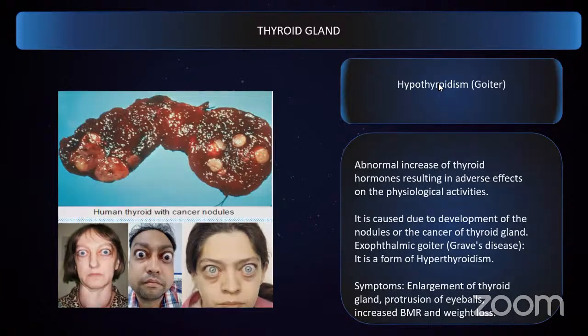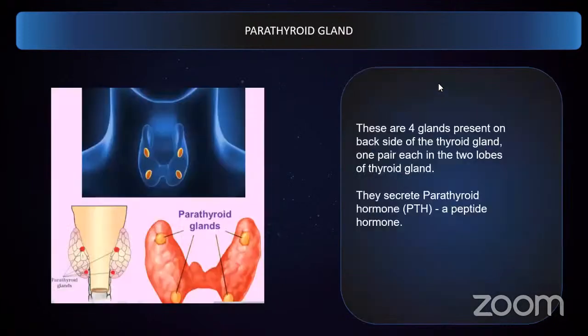The next gland that we have to talk about is the parathyroid gland. Parathyroid glands are embedded in the lobes of your thyroid gland. If you see the left picture, there are two lobes, right? The left lobe and the right lobe of the thyroid gland. In the left lobe, there are two parathyroid glands, and in the right lobe, there are two parathyroid glands. In total, four, two in each lobe.